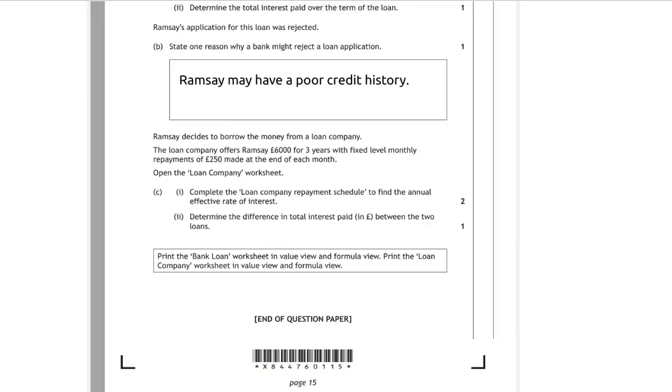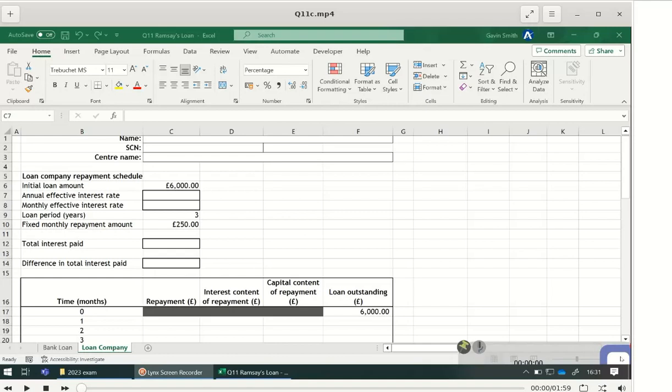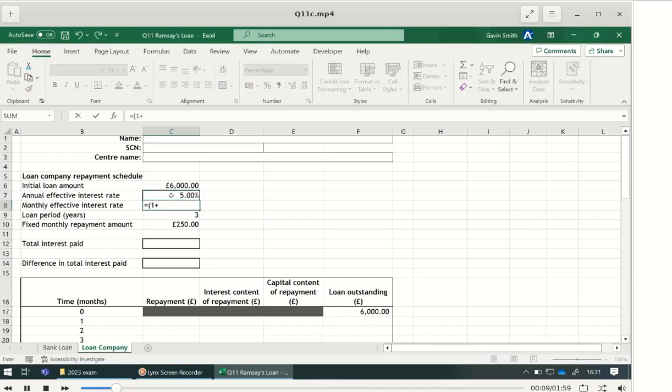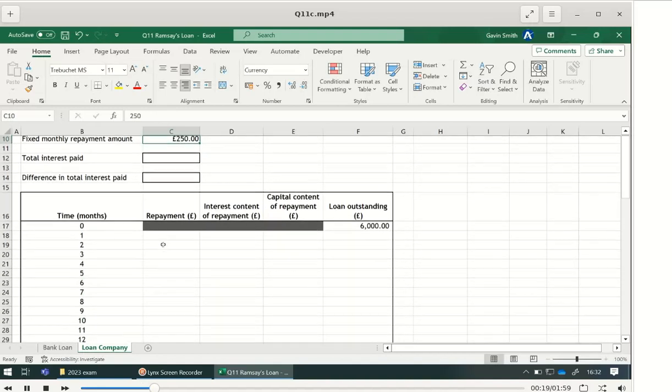The final question is part C, and you have a new sheet to fill in, and this time it's a little bit unusual because we are using goal seek to find the interest rate. So let's see how this works. We start by guessing any interest rate, so 5%, but it could be anything. Again, you have this weird formula to convert it to a monthly rate, raise it to the power of 1/12, then take away 1. We'll fill in these boxes later on.